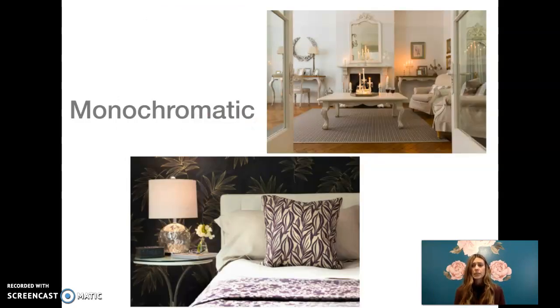And here's a couple examples of some monochromatic color schemes. The first in the top right, you can see a really natural, almost neutral color scheme, but it is monochromatic, just using beiges, whites, creams, and a little bit of brown. So that's one way to go. In the bedroom scene at the bottom, they're really using different tones and shades of purple, and then another neutral color, this taupey neutral cream color as an accent.